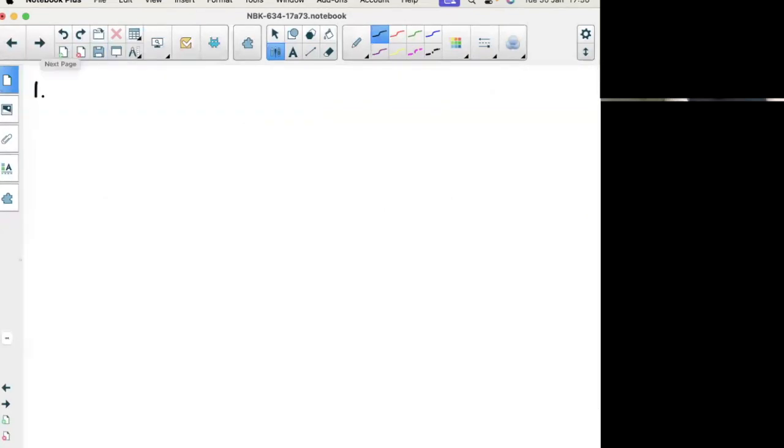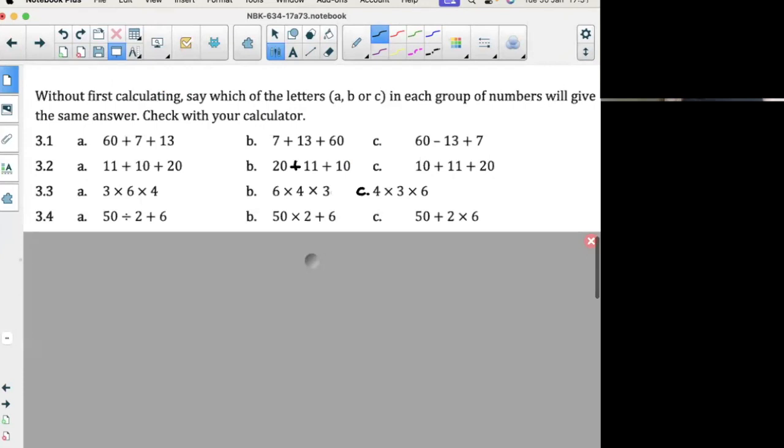Okay, let's go. So we've got 20 plus 11 plus 10, but we're in grade 8 now, so we want to show all our working. I'm going to go 20 plus 10 gives me 30. 30 plus 11 gives you 41. Nice. Okay, let's do the next one. Which one was easier for you? It was when I said 20 plus 11 plus 10. Okay, cool.